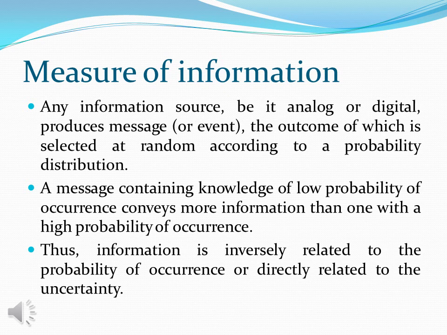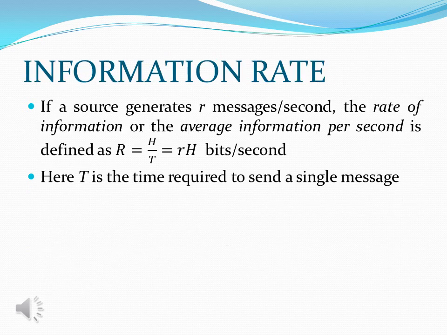If we say now a man bites a dog, then the probability is almost nil. In that case, the information content is very high. So we can understand that information is basically related to the inverse of the probability of occurrence. What is information rate? If a source generates r messages per second, the rate of information or the average information per second is defined as capital R equal to r H bits per second. Here T is the time required to send a single message.